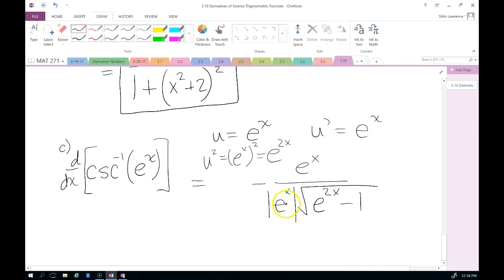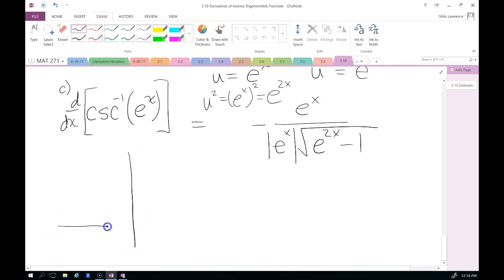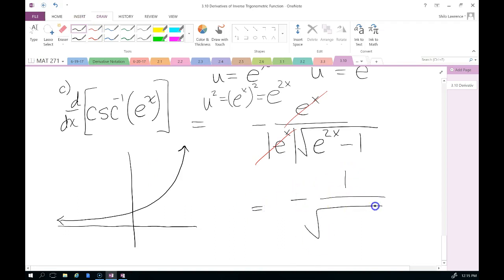Now, we don't necessarily need absolute values on this e to the x in the bottom because e to the x is always positive. I know that because I remember what my e to the x graph looks like. It looks like that, and it's always above the x-axis. So the absolute values are not necessary, which means this e to the x can cancel with this e to the x. So we could simplify this one a little bit and just say negative 1 over the square root of e to the 2x minus 1.